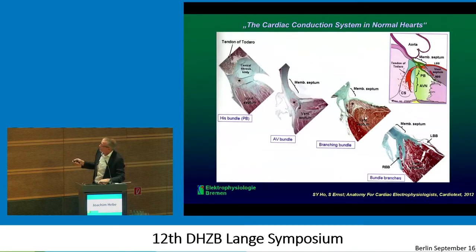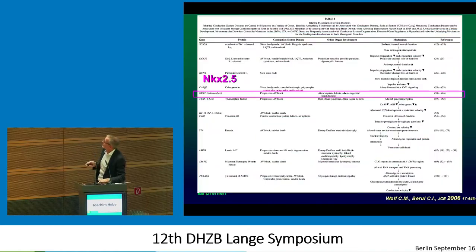Just to remember, this is normal anatomy with the same sections. You see the AV node, you see here the tricuspid annulus, membranous septum, and you see here these big pieces of electrical conducting tissue dividing into the right bundle branch and the left bundle branch. You can see here, very superficial. This is all for all interventionists, very interesting. If you put your catheter down here, you can block this easily.